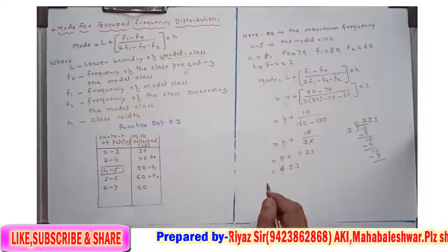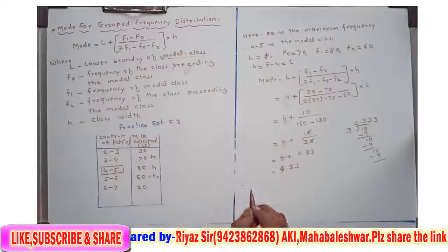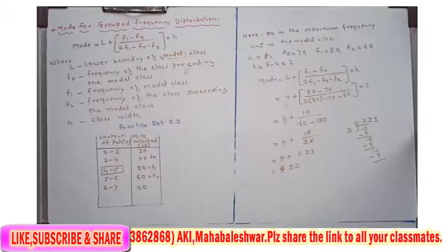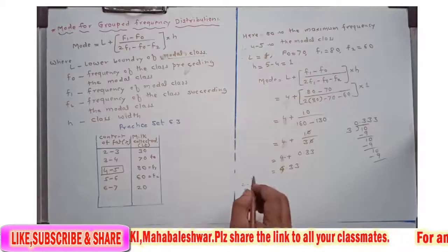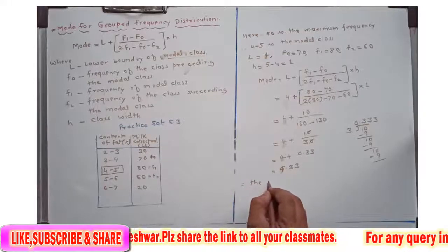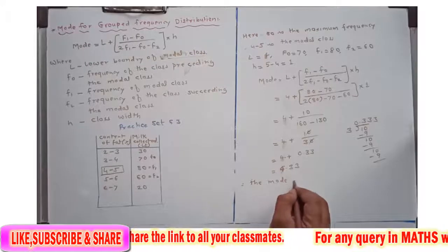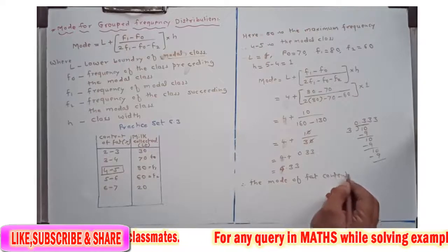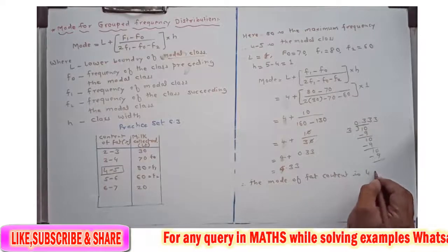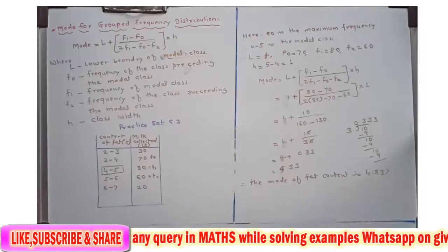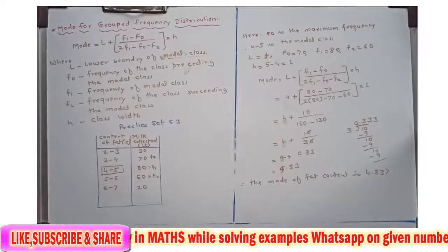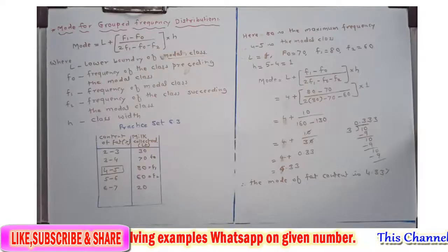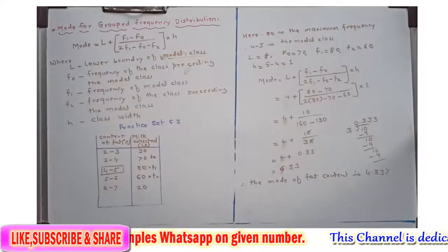Okay, so we write at last, therefore the mode of fat content is 4.33%. Okay, so in this way we have to find the mode of group frequency distribution. Okay, we'll see the next example.